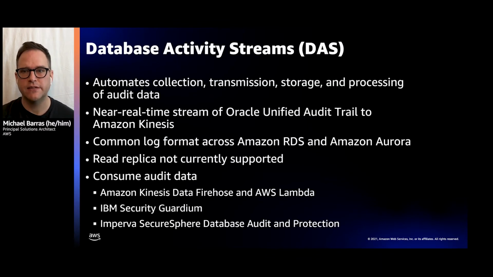This is where Database Activity Streams, or DAS, comes in. DAS is a new feature that automates the collection and processing of audit data generated by Amazon RDS and Aurora instances.